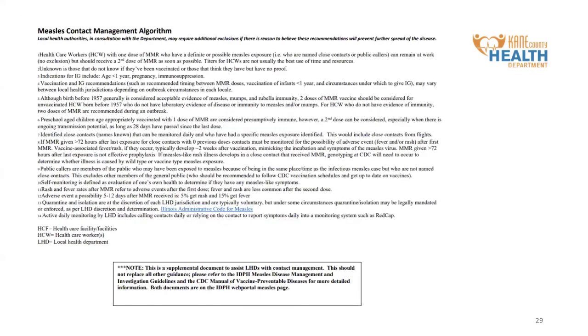And on this slide are the footnotes for the measles contact management algorithm. Ensure you review this thoroughly.